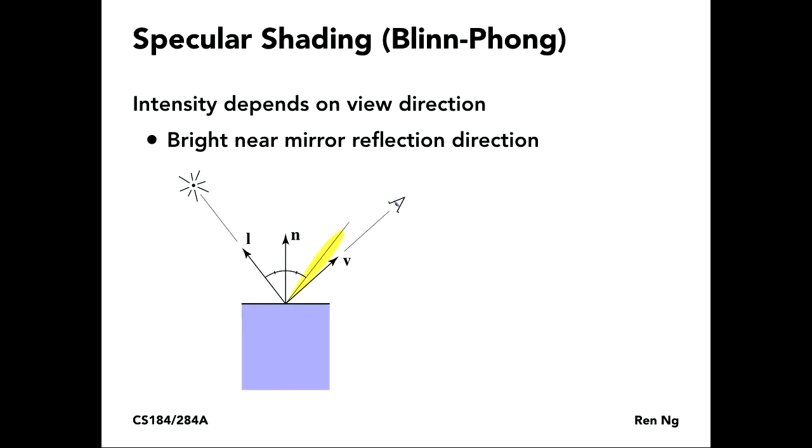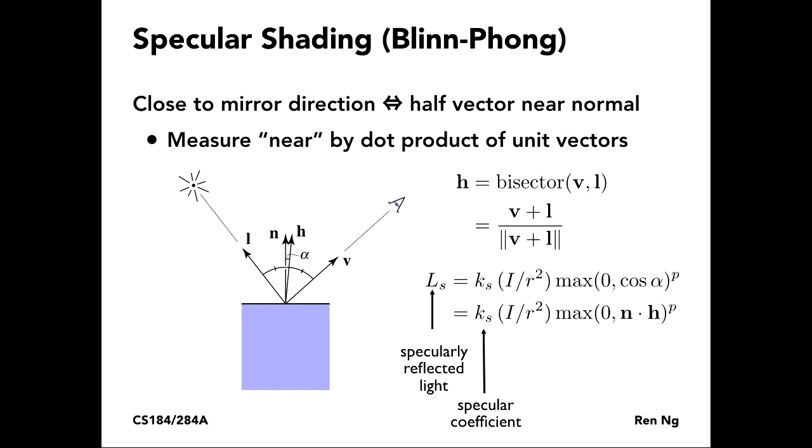They were trying to make early computer graphics algorithms that look sort of like the real world, and they didn't know how to do shading yet. So this was a phenomenological attempt at it. What's actually done is, the intuition is it's right near the mirror direction. Close to the mirror direction is very similar or equivalent to the half vector being near the normal.